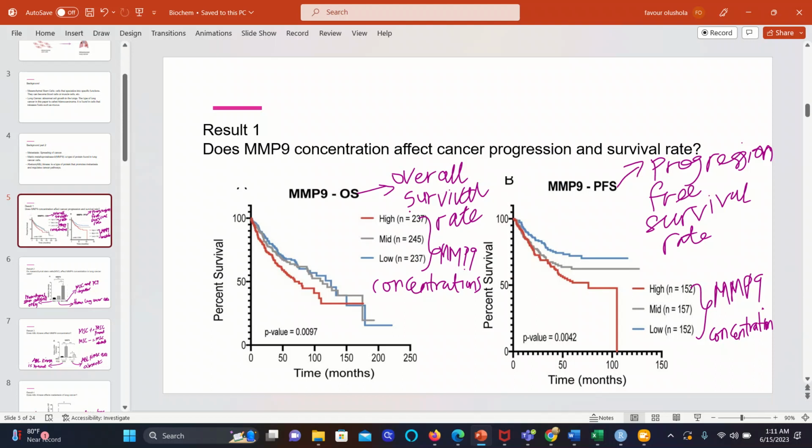We're not looking at whether or not there is cancer progression. But here specifically, we're looking at cancer progression-free survival rates. So we want to see the effects of varying concentrations of MMP9 on the cancer progression-free survival rates of patients with lung cancer over time.